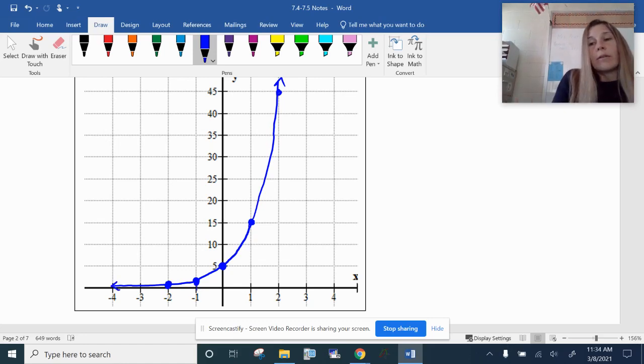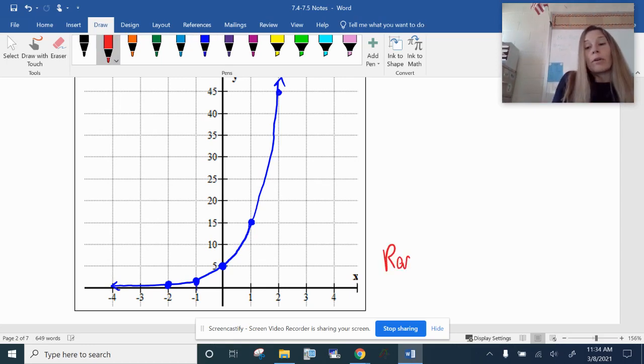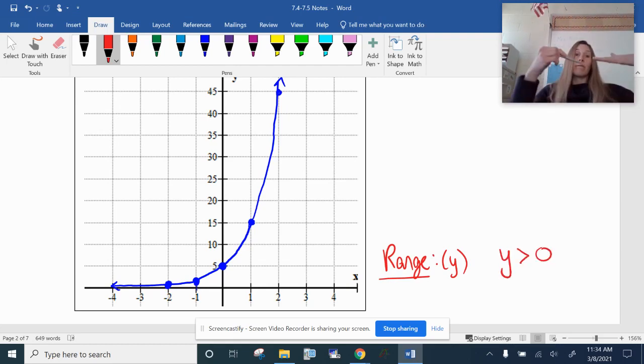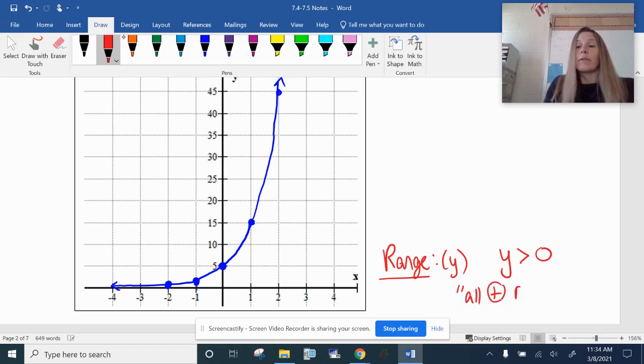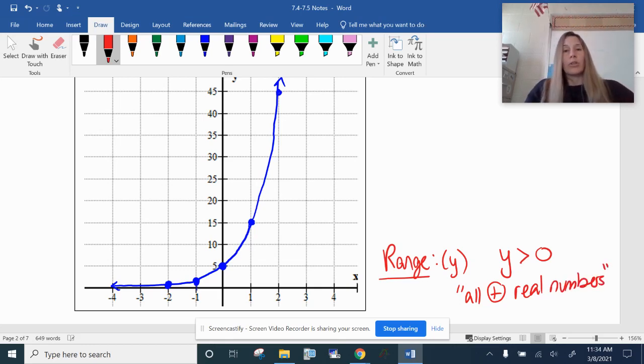Okay, so like the directions indicated, the domain was all real numbers. And you can also see that on the graph because the x-axis, which is your domain, spans in both directions with arrows on either side. So that's all real numbers. The range, however, which is your y values, is going to be all the y values greater than 0. Notice they're all above that x-axis, and a way to write this is all positive real numbers. And that's going to be true for all exponential growth functions.